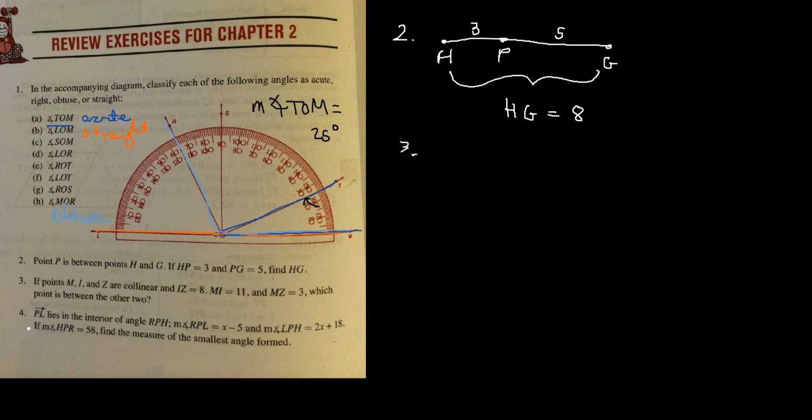Okay, ray PL, the symbol over top means a ray. So when you have a PL with the symbol over top of it, you would say ray PL. We have to learn how to say things right, how to read things. Geometry is its own language. So ray PL lies in the interior of angle RPH.